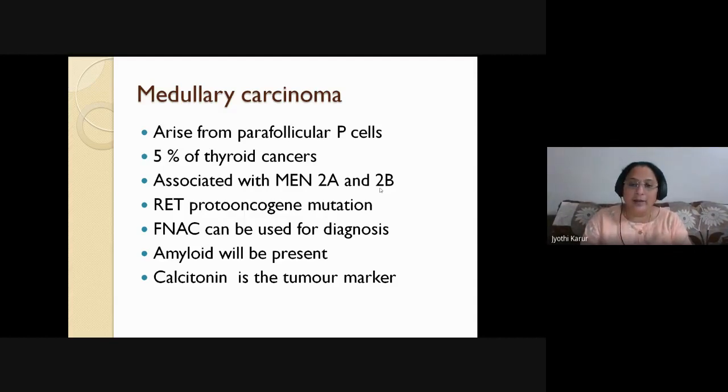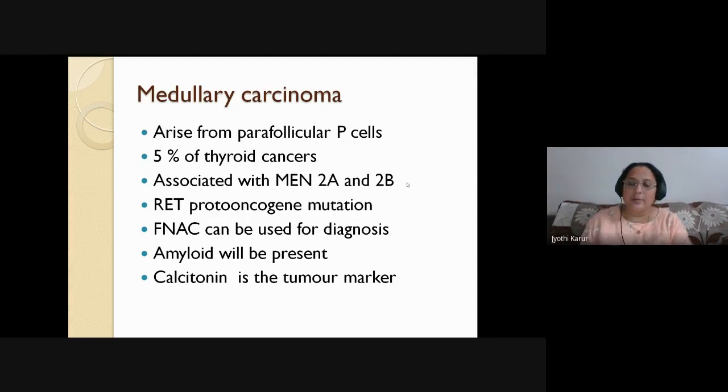Coming to MEN, see, it is not pronounced as men. Okay, you have to pronounce it as MEN. Okay, MEN2. Can anyone tell? MEN2: parathyroid adenoma, then pheochromocytoma, and medullary carcinoma. See, obviously it is on the slide. So parathyroid, pheochromocytoma, and medullary carcinoma of thyroid.